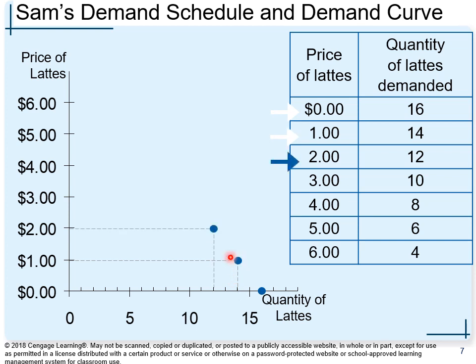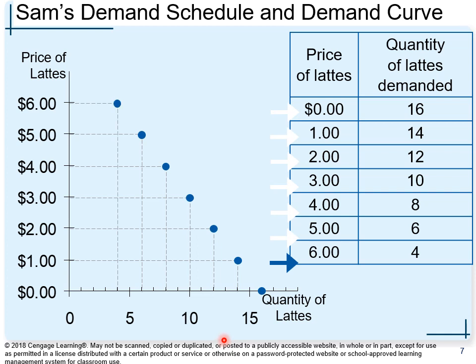At the price of 2, 12 lattes are demanded. At a price of 3, 10, so on and so forth. You get the picture, yes? So the demand schedule shows us the different combinations of price and quantity demanded for a particular individual. In this table we just have a certain set of prices in units of $1, but we can imagine that there's an infinite number of units in between. If we plot all those different units in between, we come up with a straight line.